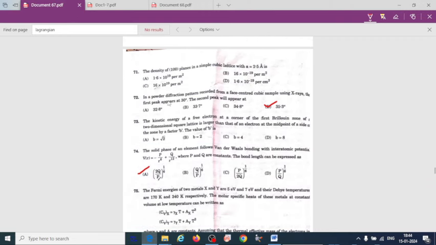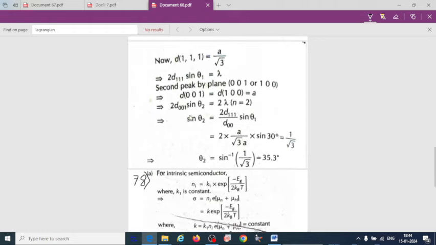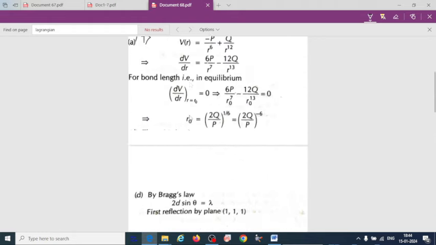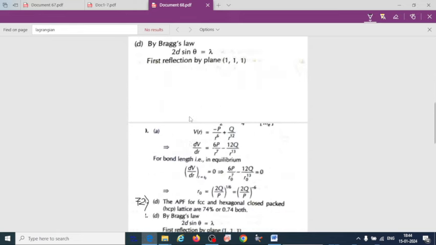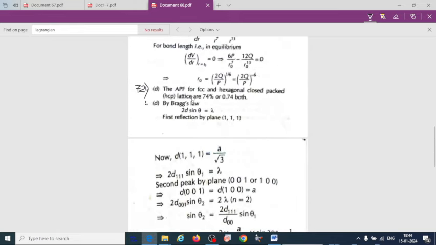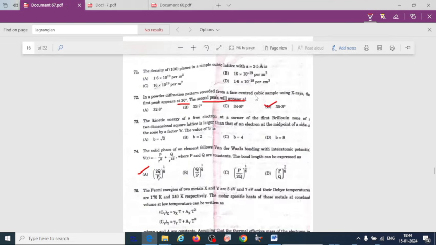So here in a powder diffraction pattern recorded from a face-centered cubic sample using X-rays, the first peak appears at 30 degrees. The second peak will appear at? So the solution for this question is given here. In this question they have given the peak of the X-ray appears at 30 degrees. What about the second peak?